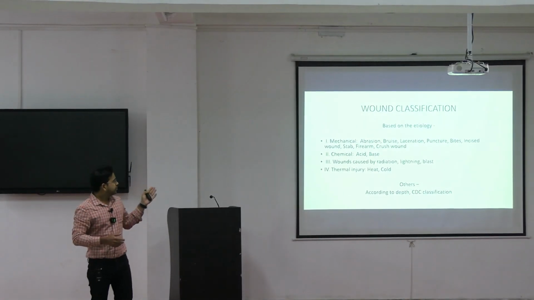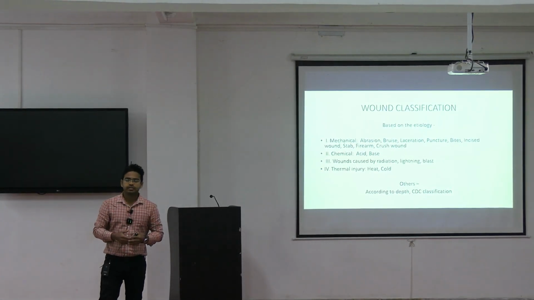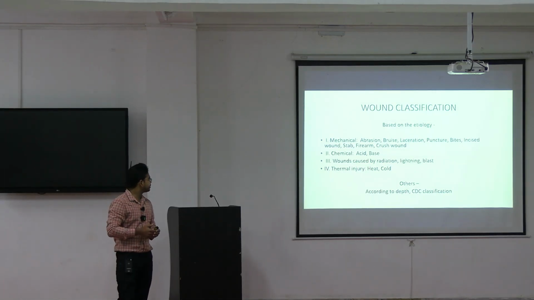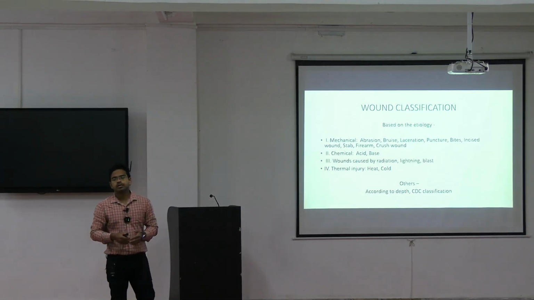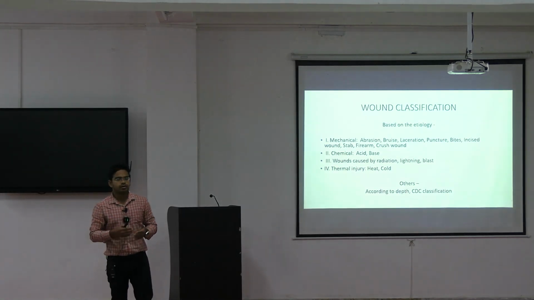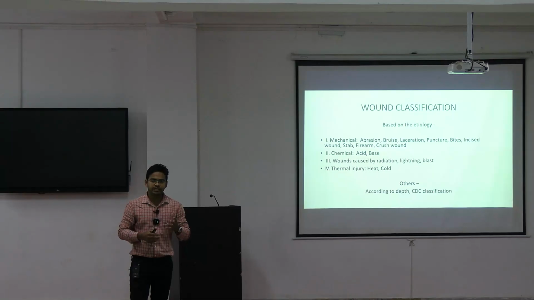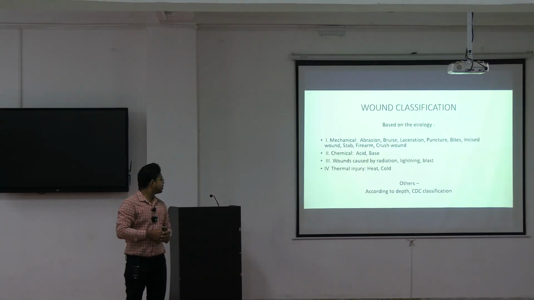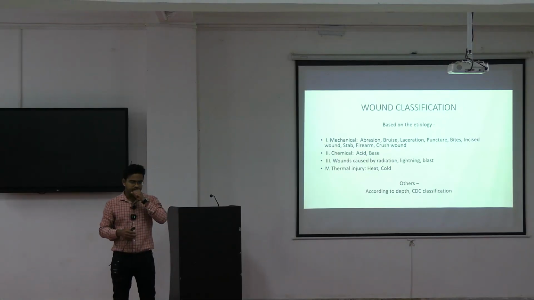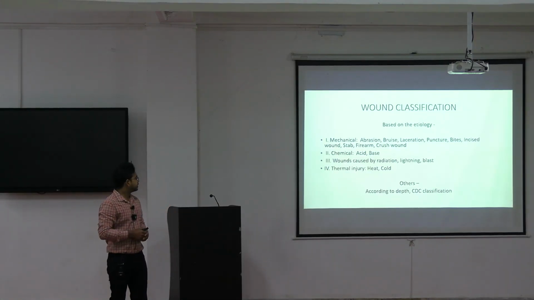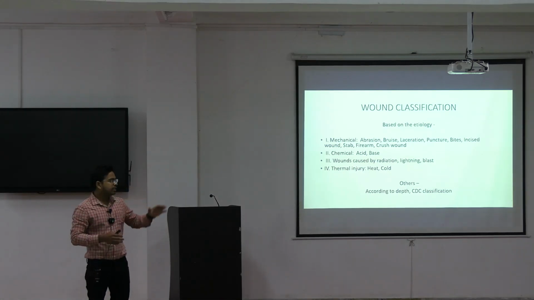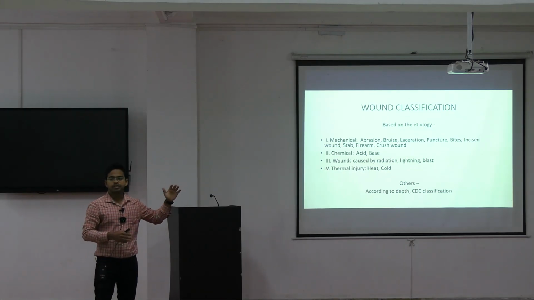Mechanically, it's divided into abrasion, bruise, laceration, gunshot injuries, stab, and crush injuries. Depending upon chemical injuries, it can be an acid burn or a burn due to a base. Next comes wounds caused by radiation or lightning. Next comes thermal injury, which includes heat and cold. Now, this is the overview of the classification.